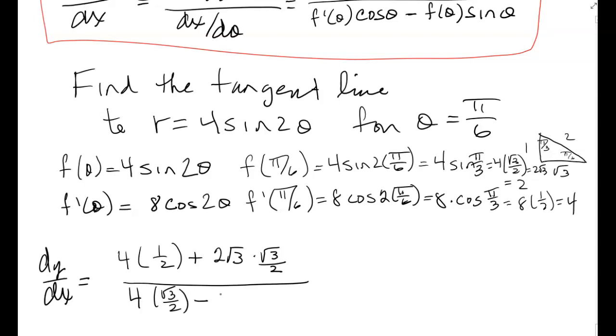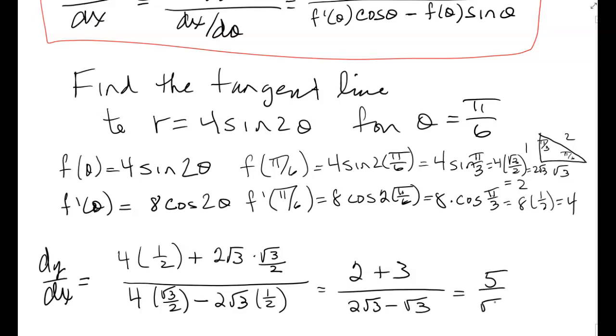minus 2 radical 3 times, now this is the 1/2 goes here, sine of theta. All right, let's clean it up. I get 2 plus radical, the 2's cancel, 2 plus 3 over 2 radical 3 minus radical 3. So it looks like I get 5 over radical 3, which if you rationalize it, that's my slope.